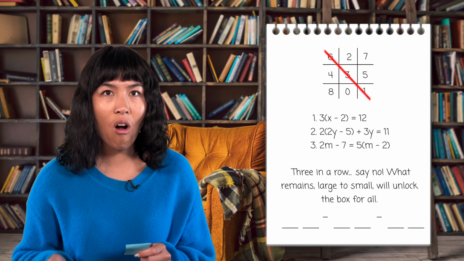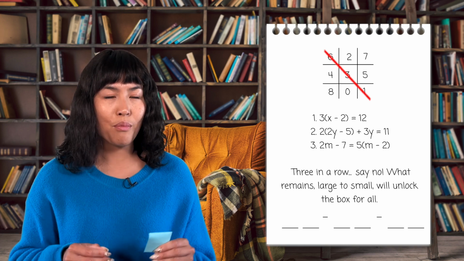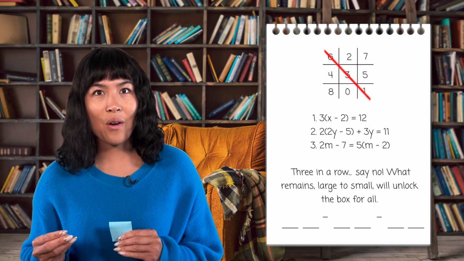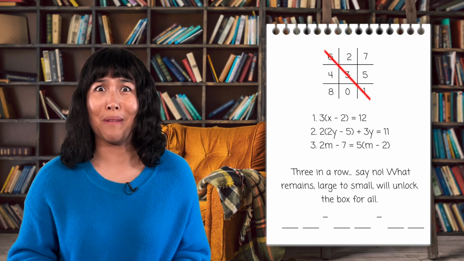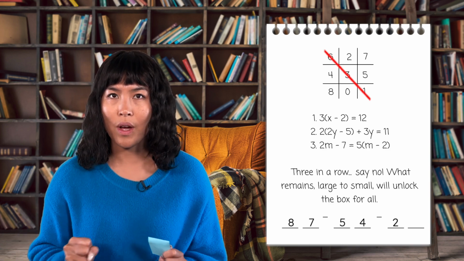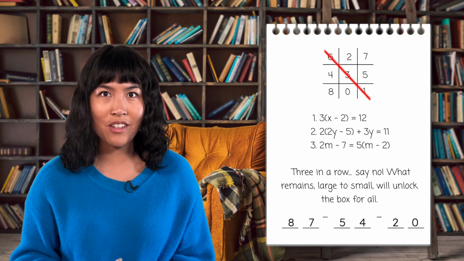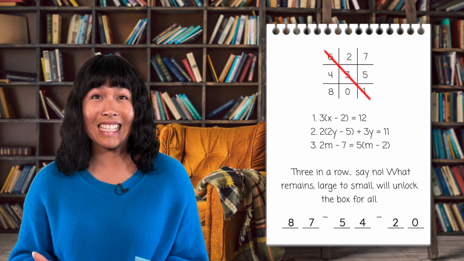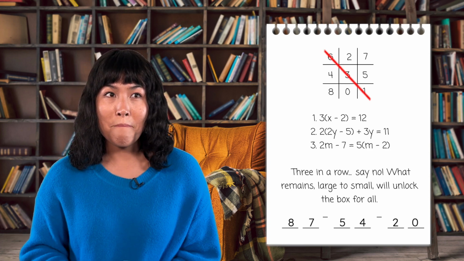Maybe we should take all the values that are left and put them in order down here from largest to smallest? Let's see, 8, 7, 5, 4, 2, and 0. I guess this means our combination is 87, 54, 20? Let's try it. It worked! I'll add these new pieces to the rest of our stack. I'm sure I'll be out of here in no time. I hope.